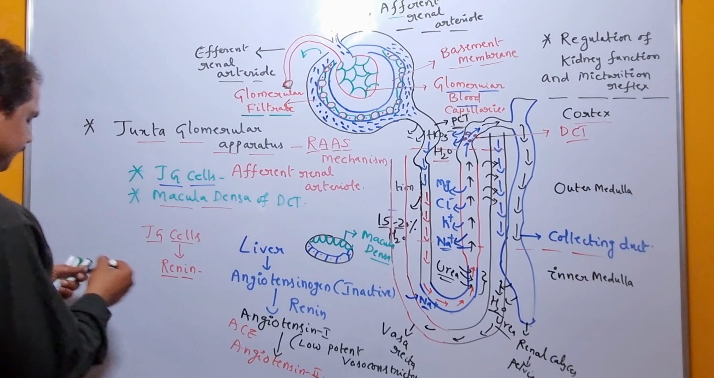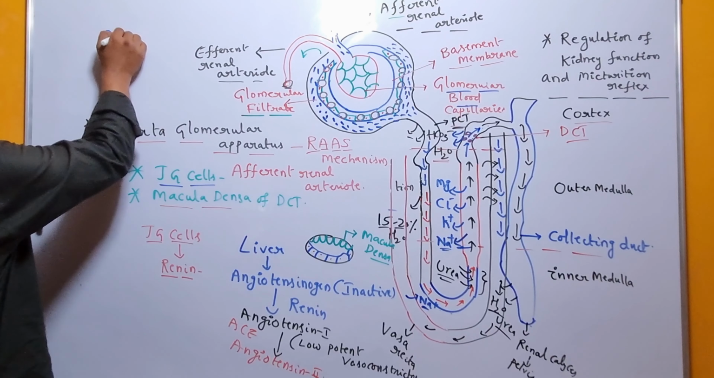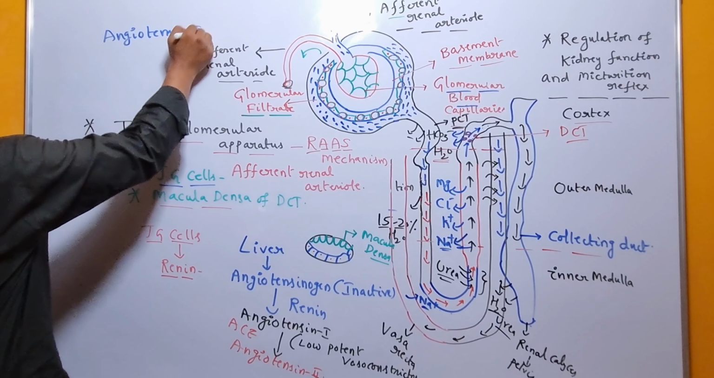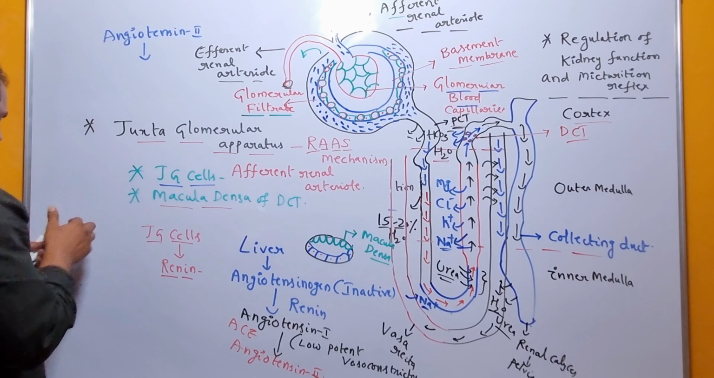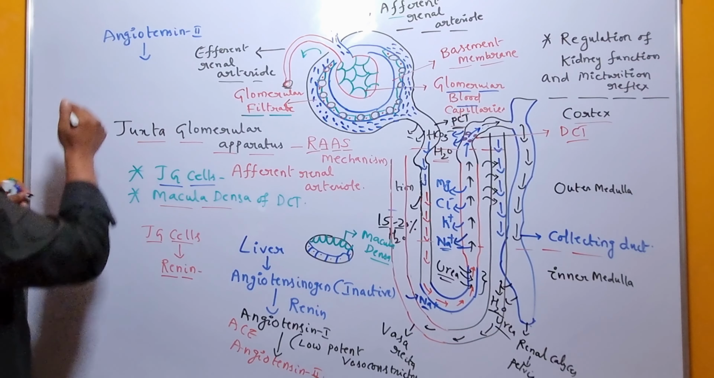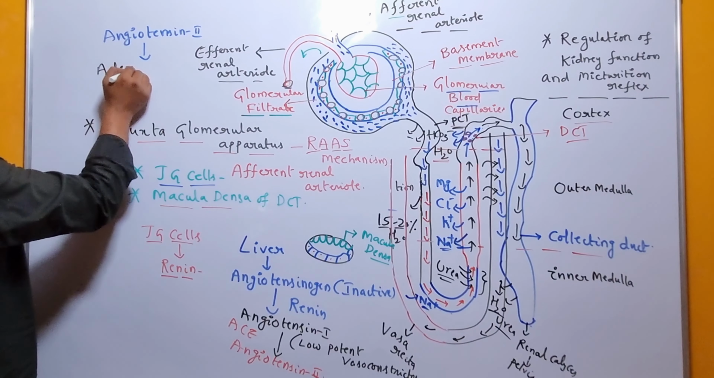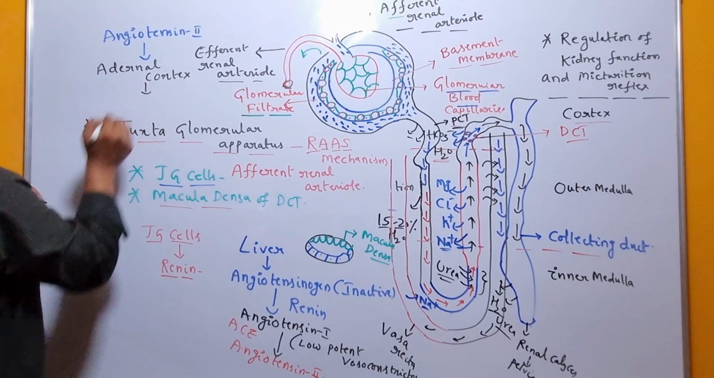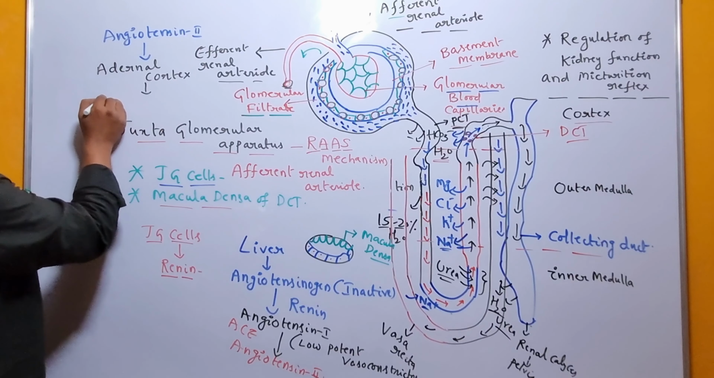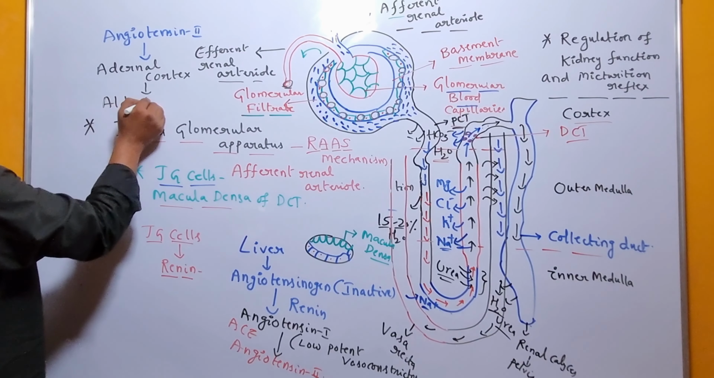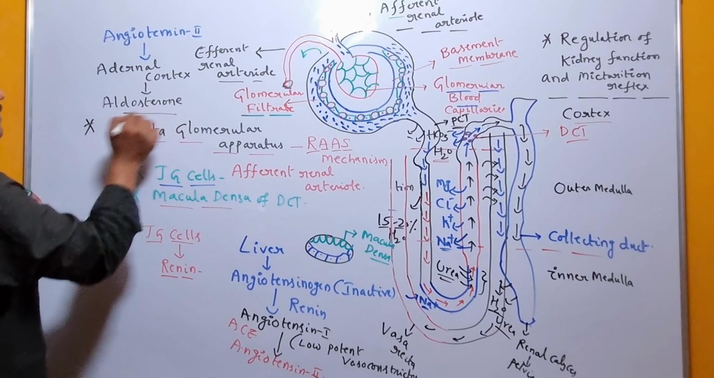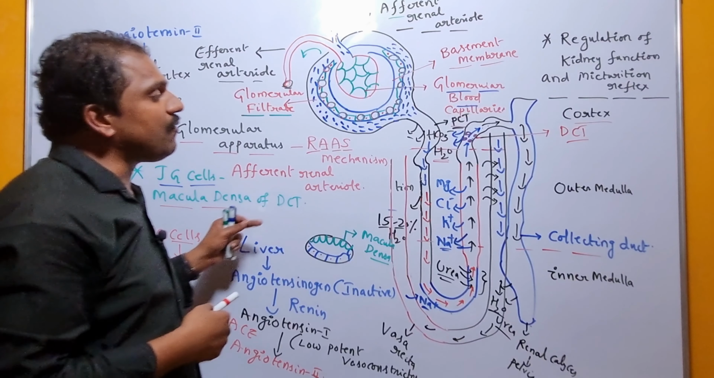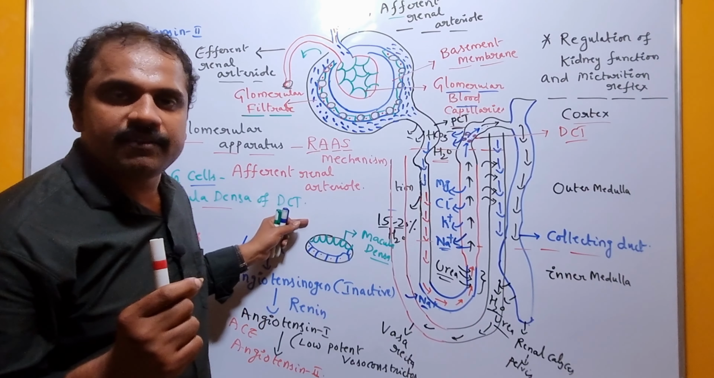So let me write it on the board. Angiotensin 2 is responsible for activating the adrenal cortex, and the adrenal cortex is responsible for secreting aldosterone. So what is the role of aldosterone here? Aldosterone is responsible for regulating the water reabsorption in the distal convoluted tubule.